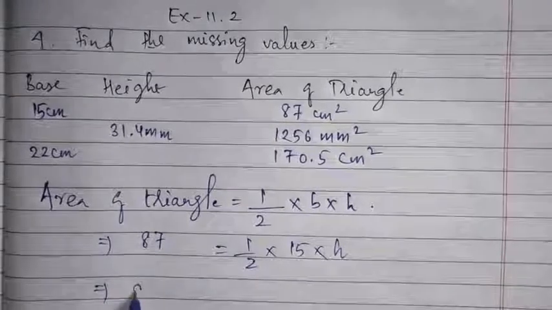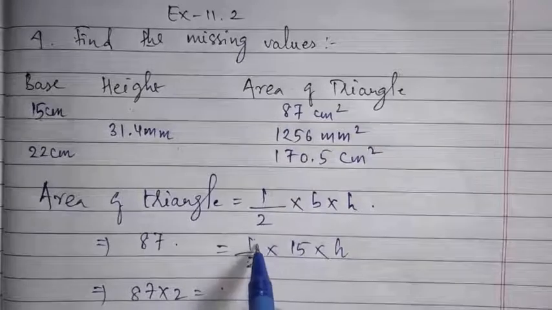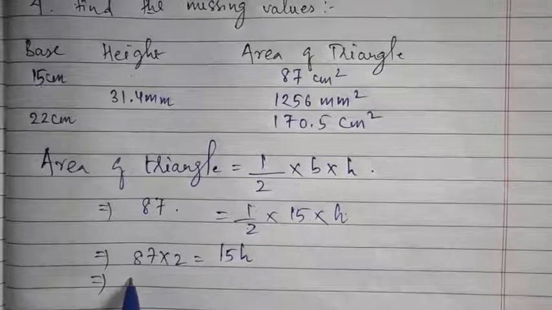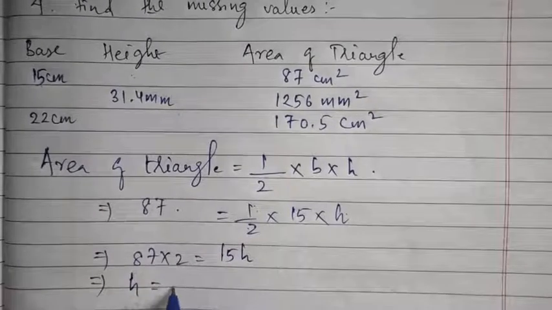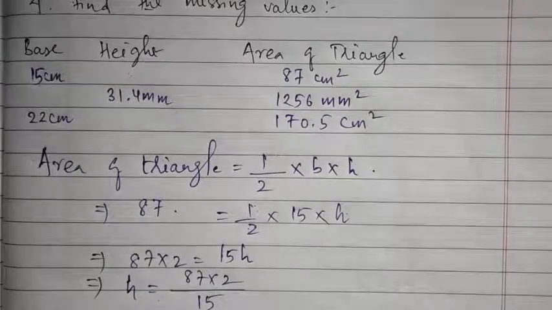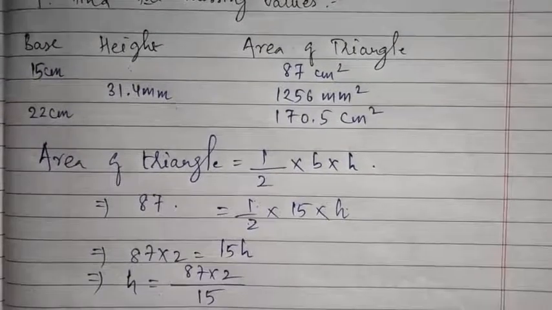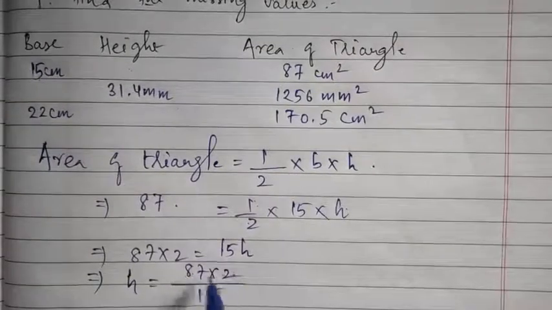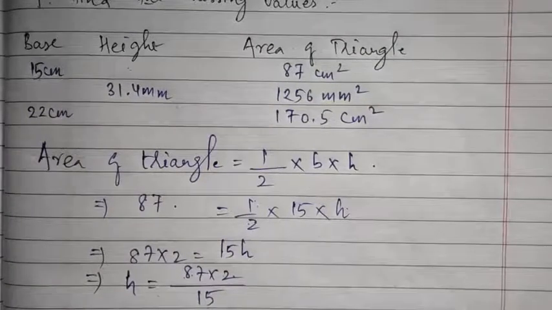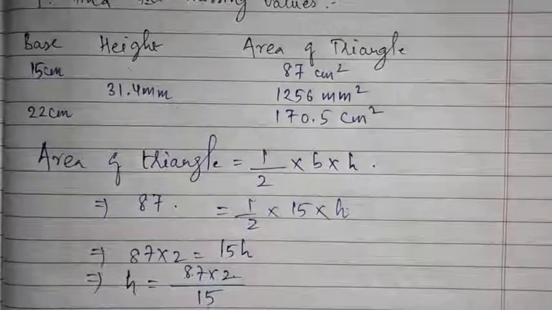So 87 into 2, this 2 I am bringing here. And 1 into 15 into h is 15h. Now it is similar to yesterday's one, how we did. h is equal to 15 as a denominator and 87 into 2 as a numerator. Now when you solve this, what are you going to get? You may directly multiply 87 into 2 and write the answer, or you may cut this 87 and 15, this is divisible or this can be cut.